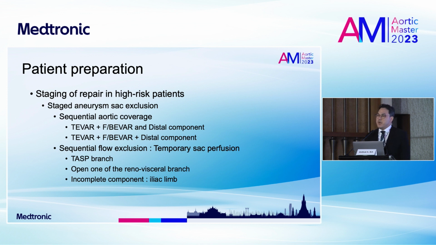One thing very important for this extent of repair is spinal cord ischemia. We can stage the procedure. We can do staged aneurysm sac exclusion. You can do it in two ways. You can do sequential aortic coverage with the TEVAR and then the fenestrated and distal component, or then the fenestrated and another section of the distal components, or sequential flow exclusion by temporary sac perfusion, like a special branch for that, or you leave some branch open for perfusing the sac. Another option is to leave incomplete components, and then you can complete it later.